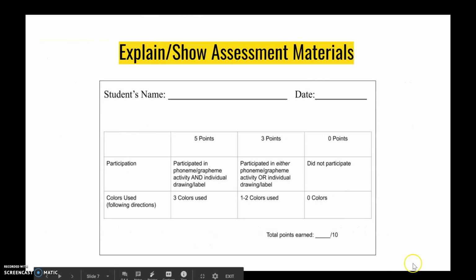So this is my assessment card. There's the participation and there's the colors used. 5 points for participating in the group activity, which is the phonemes and graphemes, and in their individual drawing. Did they do both? That's 5 points. If they did either one or the other, 3 points. And if they did not, it's 0. 3 colors used, 1 to 2 colors used, 0 colors. Total out of 10. Very self-explanatory. You just circle what they would get and then write it down there.